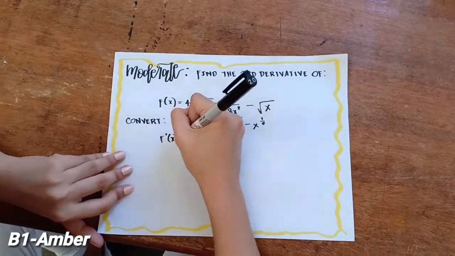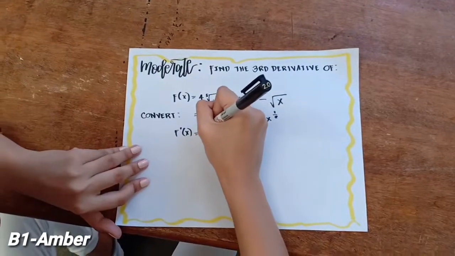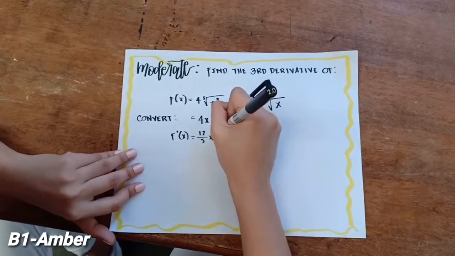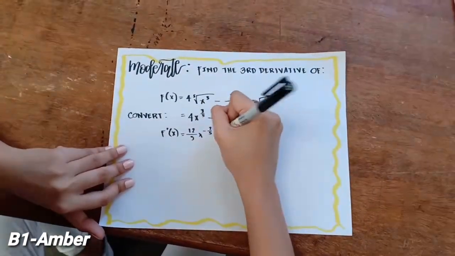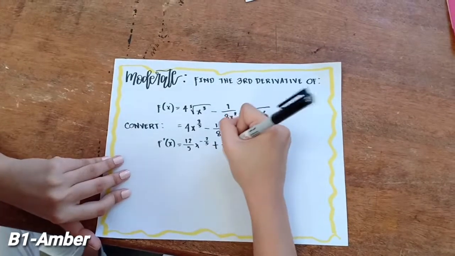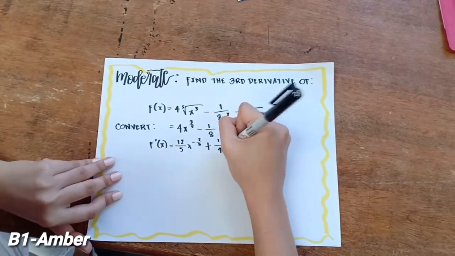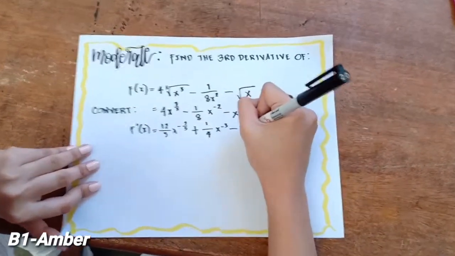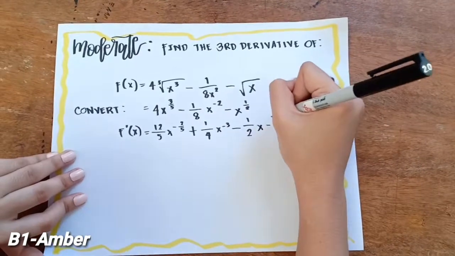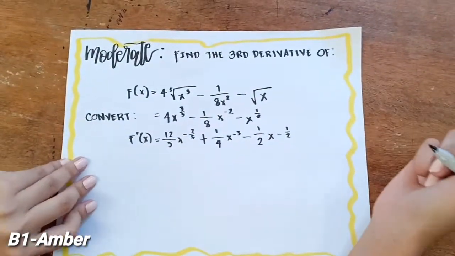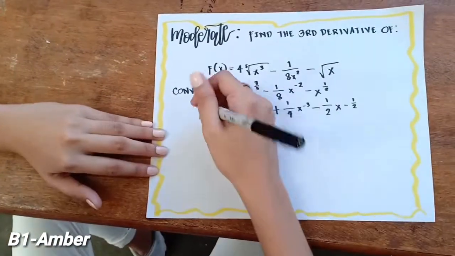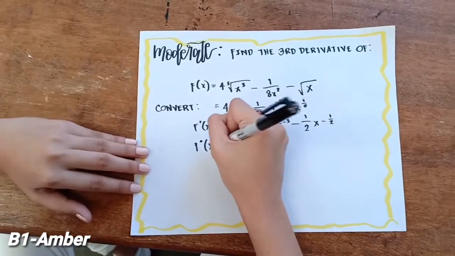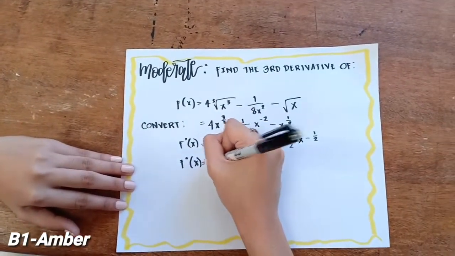For the second term of the first derivative, negative 2 times negative 1/8 is equal to positive 1/4. Then the exponent negative 2 minus 1 is equal to negative 3. So we have 1/4 x raised to the power of negative 3, minus the derivative of x raised to the power of 1 half, which is 1 half, copy the base, and subtract 1 from 1 half, which is equal to negative 1 half. So we have 1 half x raised to the power of negative 1 half.